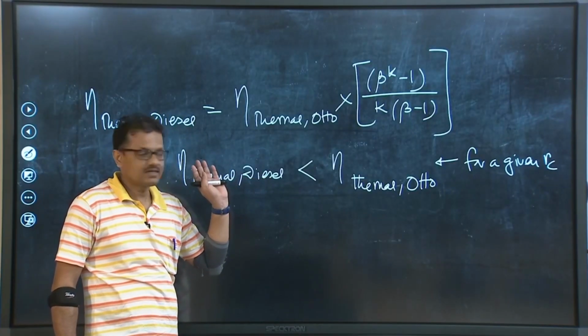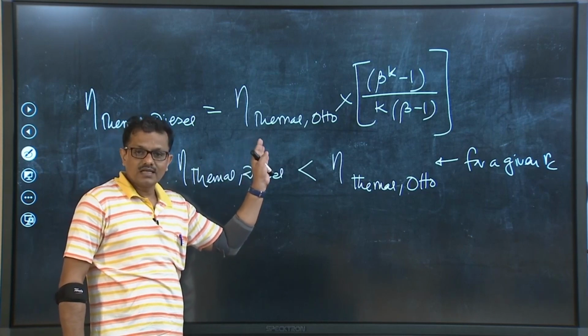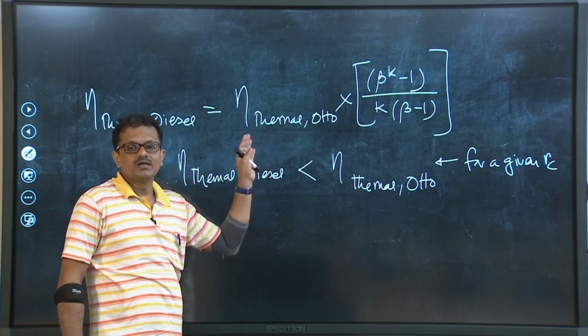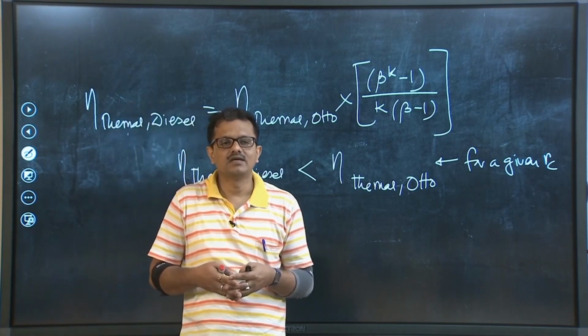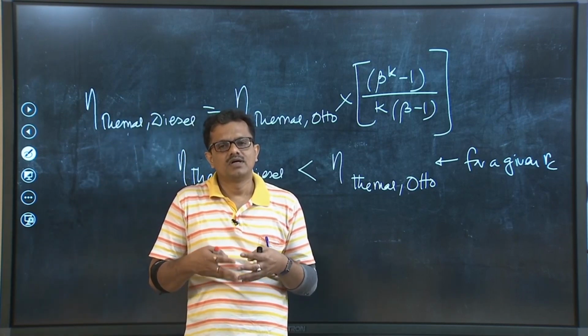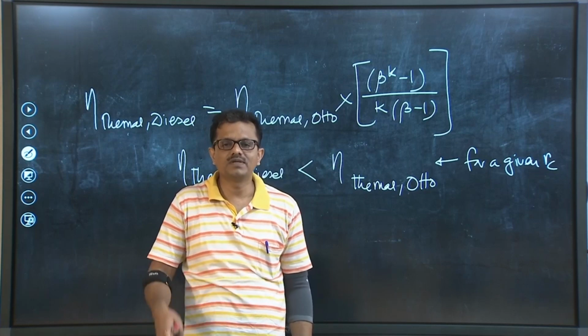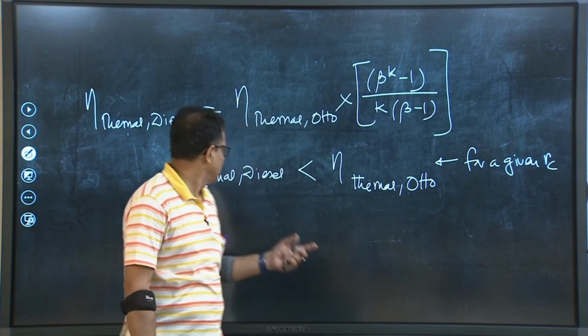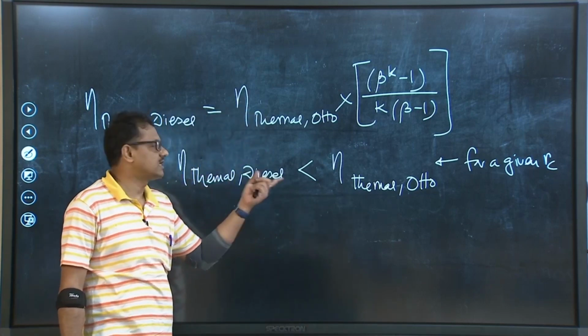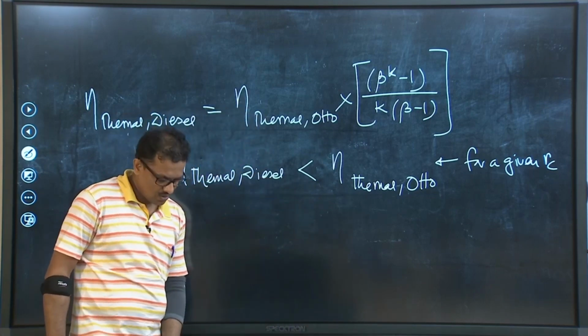But mind it, diesel engines rather run with higher compression ratios than the Otto cycle, and hence efficiency of diesel engines can be greater than efficiency of the Otto cycle in practice.